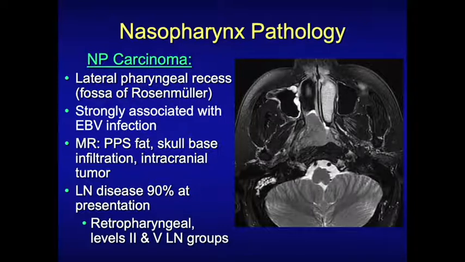MR is really the way to stage these tumors because it very nicely identifies the extension into the parapharyngeal space fat, the skull base infiltration, which is really common, as well as the intracranial tumor. A lot of times these patients present with lymph node metastases, approximately 90%, and the lymph nodes typically go to the retropharyngeal lymph nodes as the primary drainage, and then also levels 2 and 5. Here is a classic example of a nasopharyngeal carcinoma with extension anteriorly into the nasal cavity.